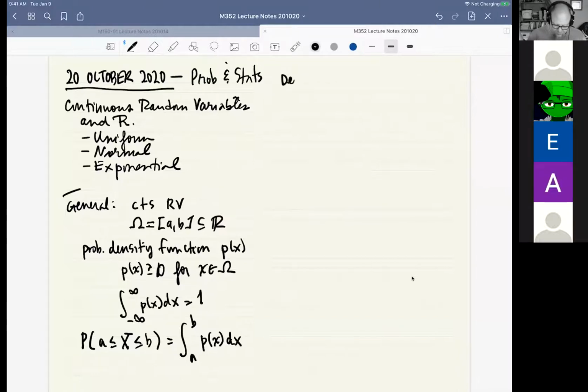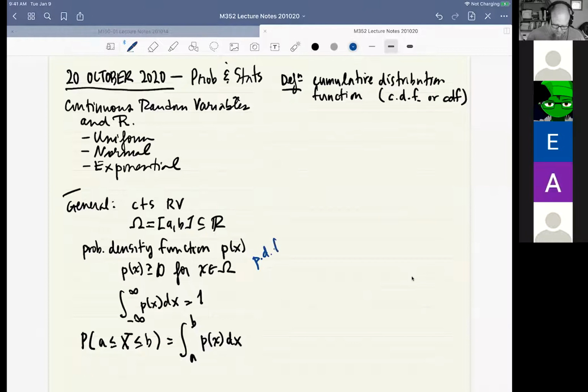Another thing that we use with continuous random variables is a thing called a cumulative distribution function, abbreviated CDF, or just CDF. That makes me want to say that the probability density function is often abbreviated as a PDF.